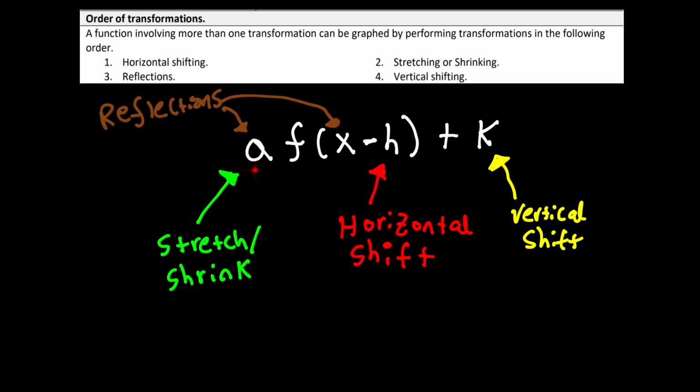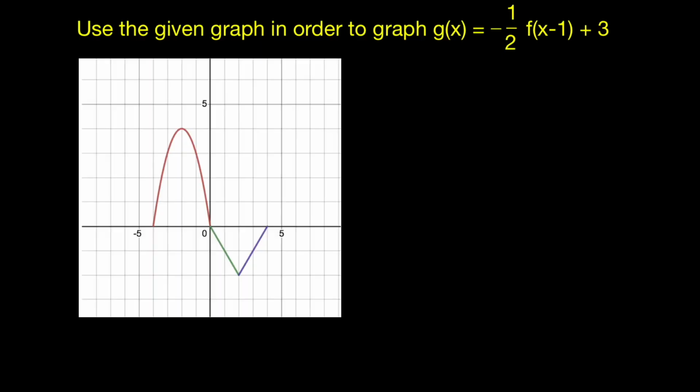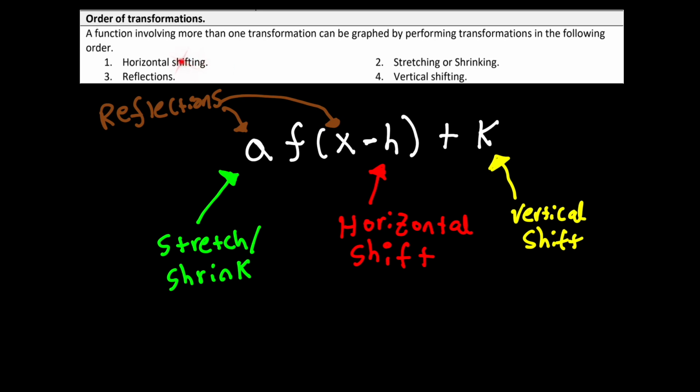Now, here I have the general form of a function. And here's what all of the shifts do. So inside of the function, we have this h value that determines if we go left or right. Then this a value determines if my function is going to stretch or shrink. The reflections are dependent on what I have in front of f. If I have a negative, it's going to reflect over x. If I have a negative inside of the function, it's going to reflect over y. Then the k value dictates if I go up or down. So let's begin by moving this graph around, following this specific order.